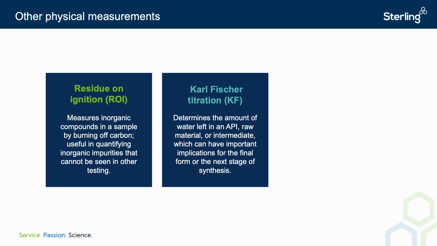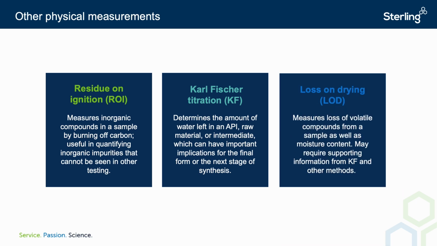Loss on drying, or LOD testing, is a measurement of any moisture or volatile compounds in a sample, and is performed by drying a sample in an oven, either under vacuum or atmospheric pressure, and measuring the difference in the weight of the sample before and after drying. This value only covers how much has been lost upon drying and does not provide qualitative information, but it's a piece of the overall potency calculation.